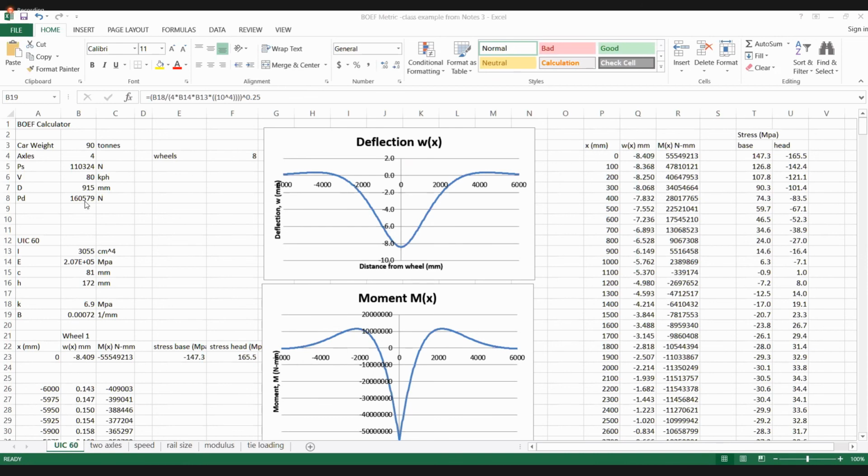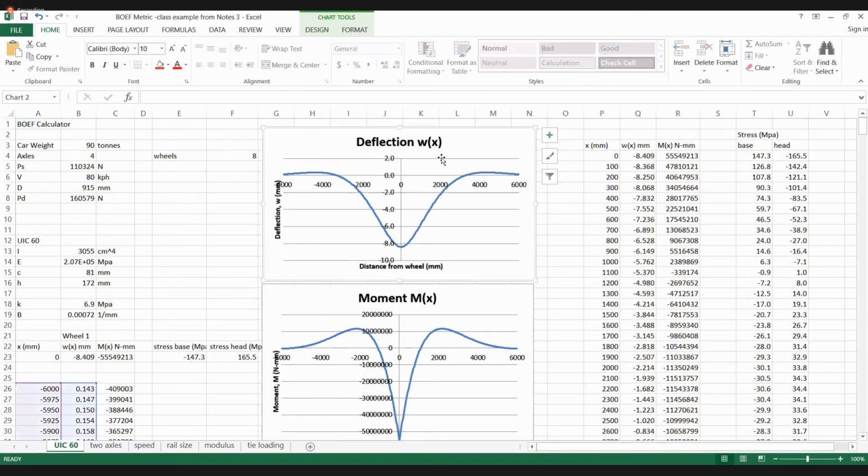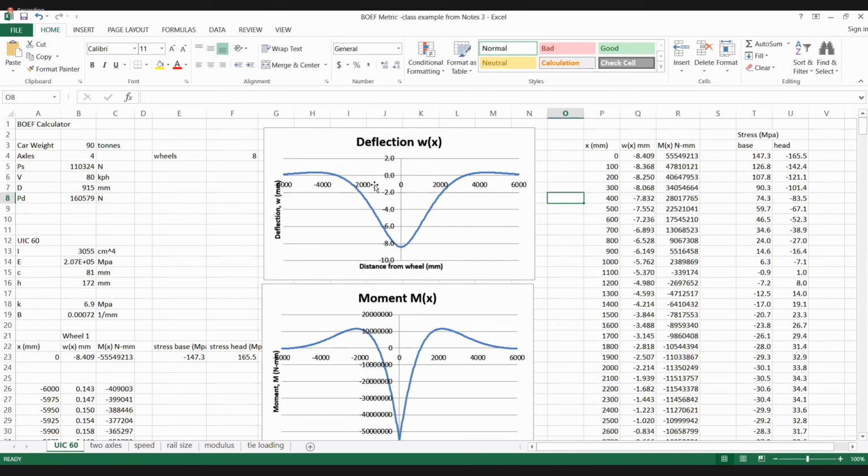Everybody's clear how I got P dynamics. Now we can go ahead and we can calculate. So let's come back over here. And we want to calculate the deflection and the moment. Those are really the two most important variables you're going to deal with. Deflection to understand how much your track moves, and the moment to understand not only the moment, but the moment allows you to calculate the stresses in the rail. So the bending stresses in the rail. So the two most important calculations you need for your track are the rail deflection and the rail moment.